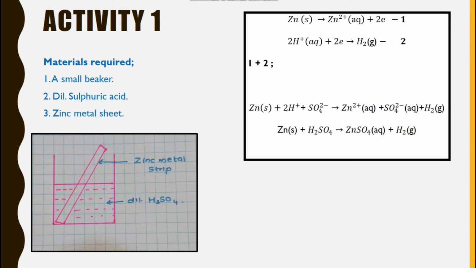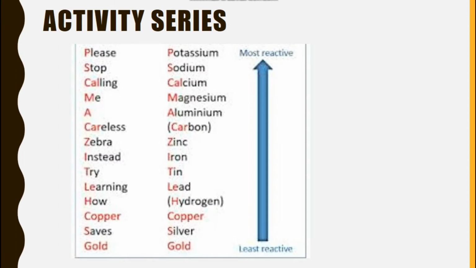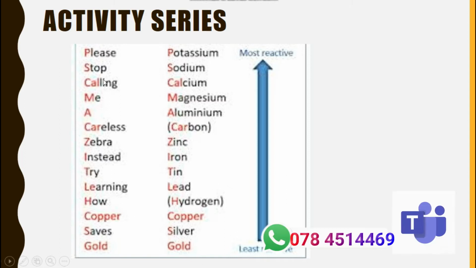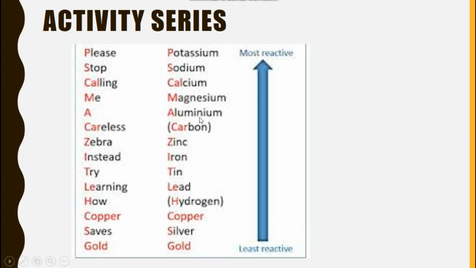I hope you understood this activity. Now let's come to the activity series. To study this lesson further, you should know the activity series by heart. You can see this is the order. The most reactive elements are on top and the least reactive elements are on the bottom. And on this side there's a small poem-like thing which is easy for you to remember this activity series. You can study this.